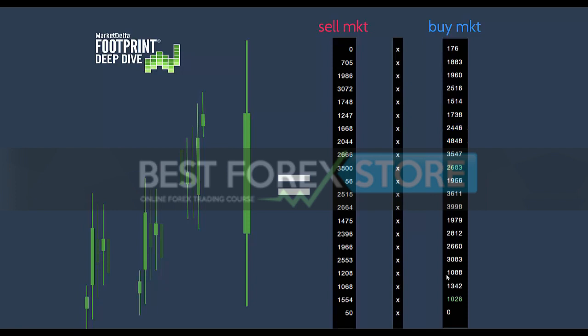So the right column here on your screen is buy market orders. To the left of the X are sell market orders. How many people aggressively came in with a sell market order and hit the bid when it was bid? All right, not really a complex concept, but one that has to be understood, so you're not looking at footprint charts and just seeing a bunch of numbers on the screen.